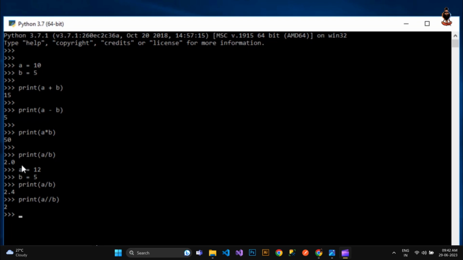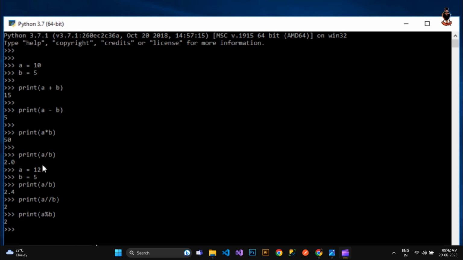The two things that I want to talk about are the modulus operator and the exponent operator. So what is the modulus operator? Let us do that also. If I have a and I use modulus with b, I get a result of 2. So it basically gives you the remainder. Here I have 12.